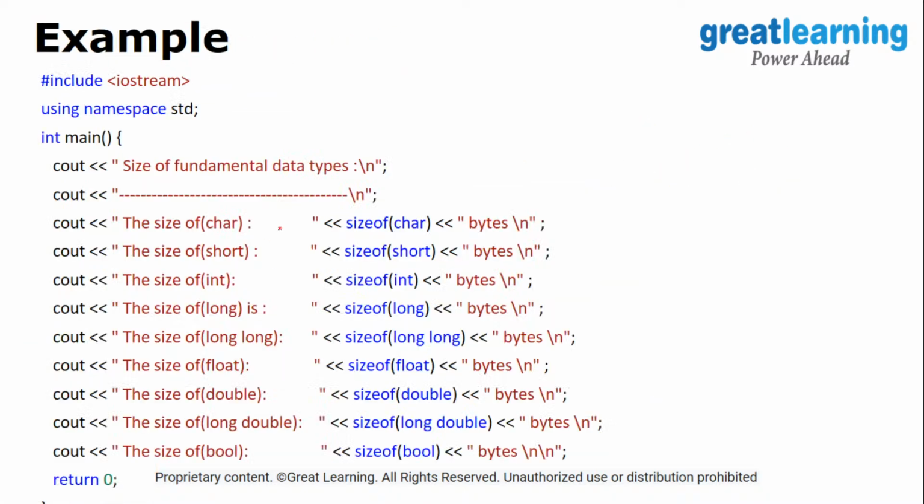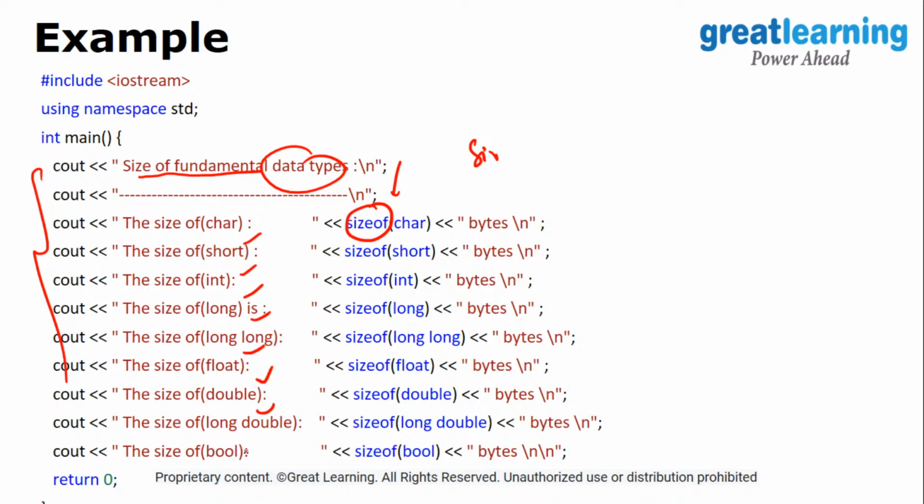Okay, so you have a keyword that is sizeof, which is responsible for getting the size, or the number of bytes, any data type can take. Okay, let's see this. You have this program over here. In this program, you are just printing out the size of the fundamental data types. Okay, so what are those? Character, short, int, long, float, double, long double, and boolean. So what is the size of the character?